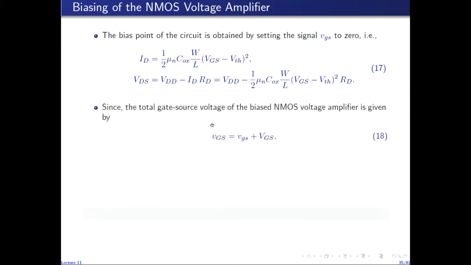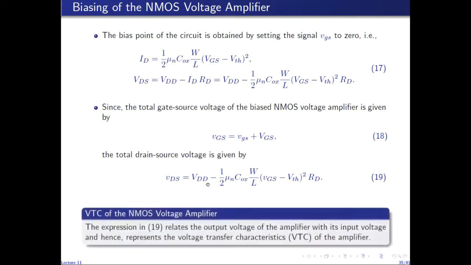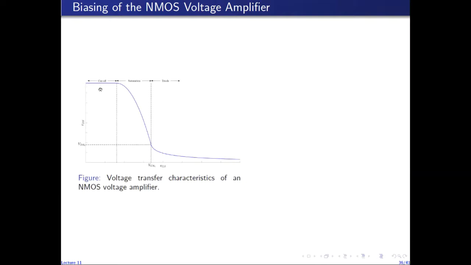Now, since the total gate to source voltage is the sum of these two voltages, the total drain to source voltage at the output is given by VDD minus the total drain current times RD. The total drain current is given by the total gate to source voltage through this quadratic expression. So this relation here in expression 19, which relates the output drain to source voltage with the input gate to source voltage, represents the voltage transfer characteristics of the amplifier, which are shown here in this diagram.